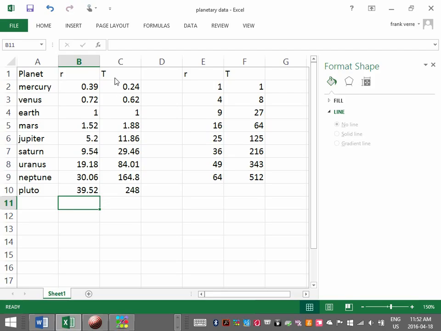Anyways, and this is the period. Again, instead of having it in days, they've said the Earth year is considered 1, and all of these are then in relation to that. So for example, Mercury's orbit has a period of about 24% of the Earth's, so about 4 times less. So 88 days versus 365 days, okay? Pluto, 248 times longer.